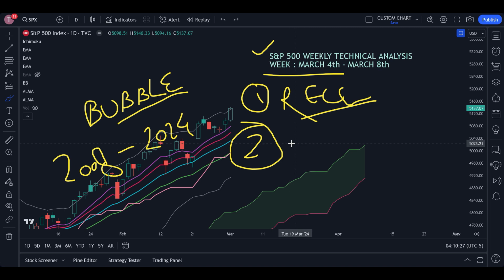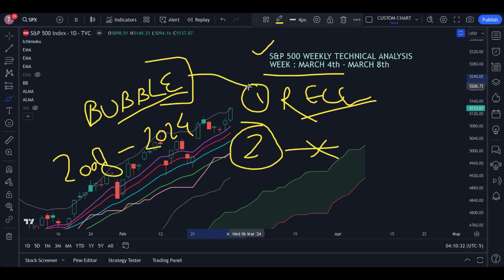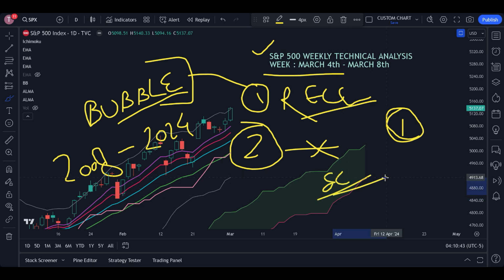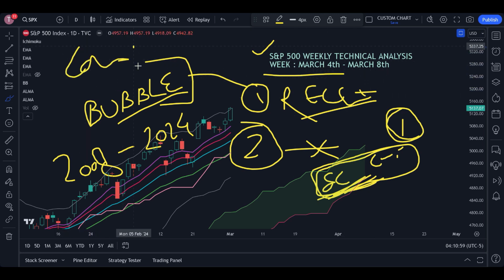Now the second question is, can this be avoided? When the bubble bursts, can the recession be avoided? Yes. There is only one case. That one case is if the economy and the consumer demand and supply equation sustains as it is sustaining as of now. In that case we might not see a recession. We will simply see a correction. Correction means a 20% to 25% decline. This is what we know. The correction is the best case scenario.